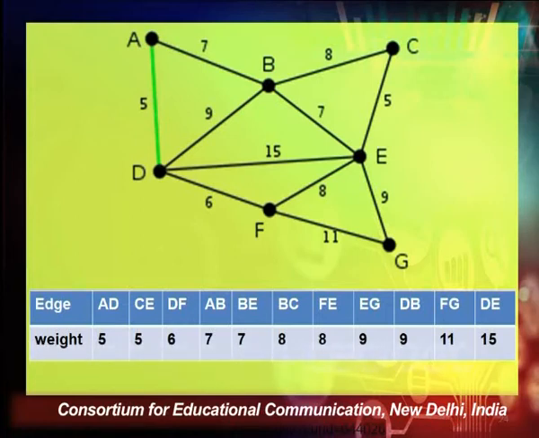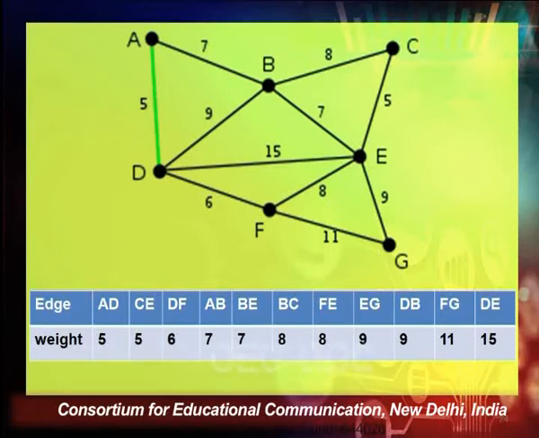So, basically 7 vertices, and as step 1 says, we need to sort the edges according to their weights. In the table below the graph, we have edges and the corresponding weights: 5 for AD, 5 for CE, then 6 for DF, then 7 for AB as well as for BE, and so on and so forth. So this is step 1, the list of the edges in increasing or non decreasing order of their weight.